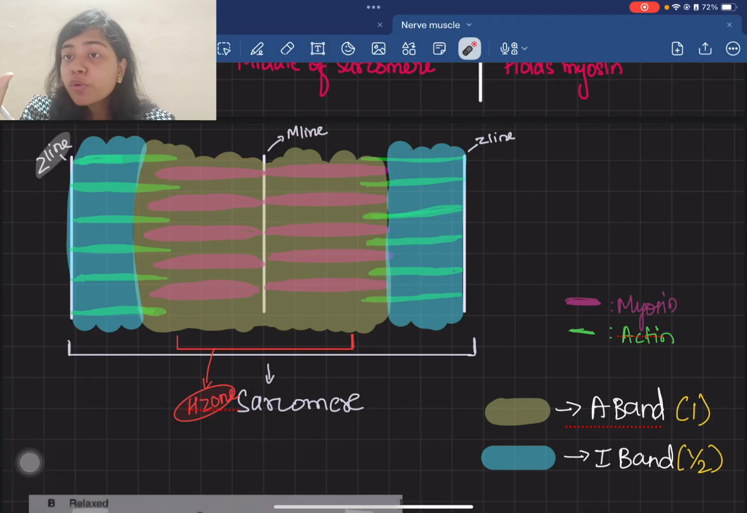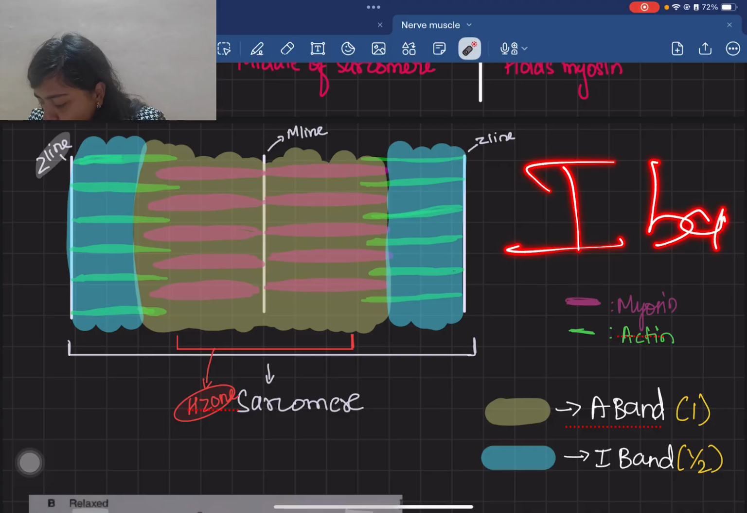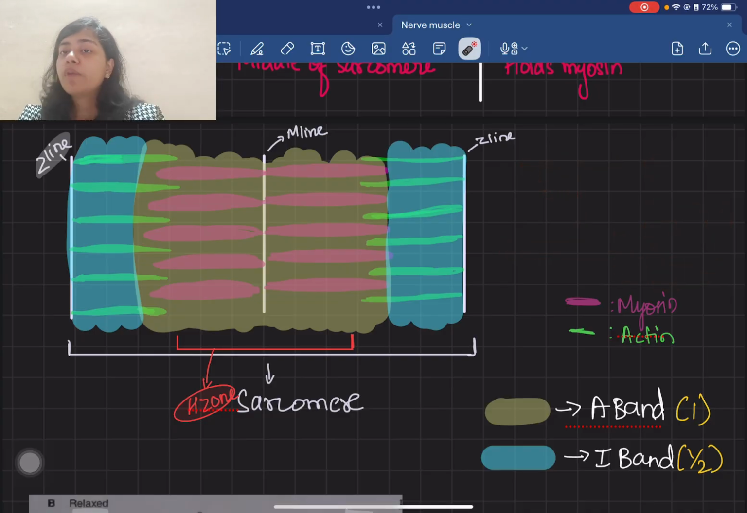So the A band is going to include the entire length of myosin. That is the definition. But will it also include the interdigitated part of your actin? Yes, it will include it. And what is the I band? The I band will only include actin.